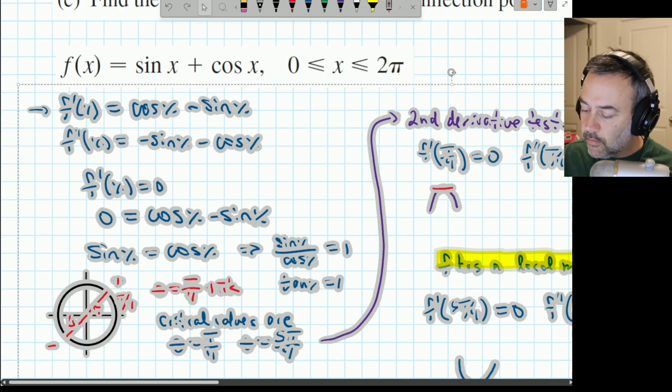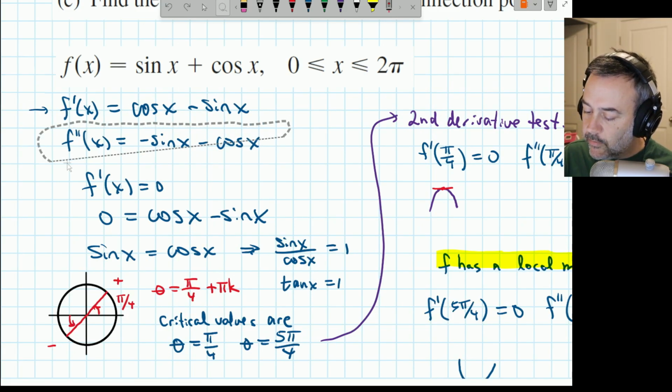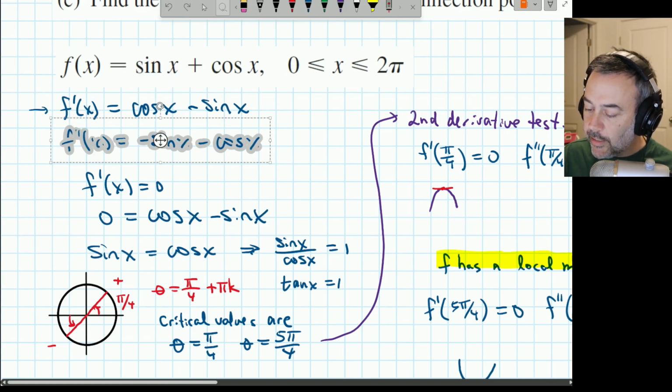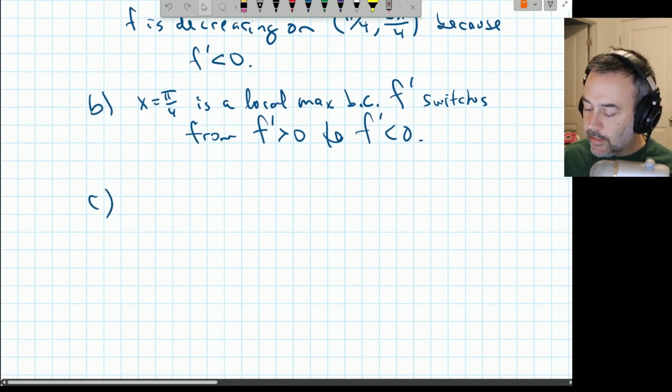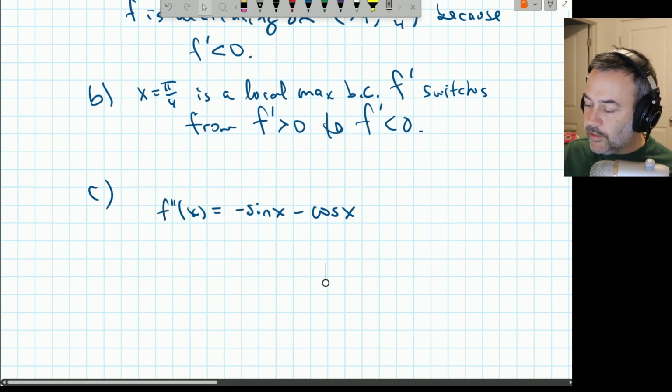Excuse me. I'm not sure why my tablet won't select. There we go. Just going to copy that. Let's bring that second derivative down here, and we just need to set this equal to 0.